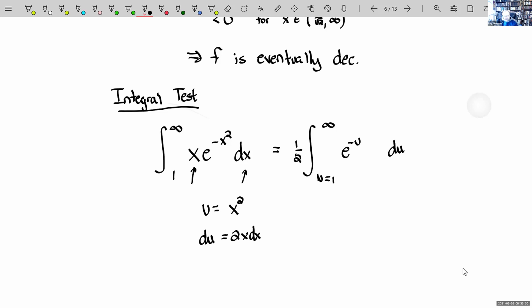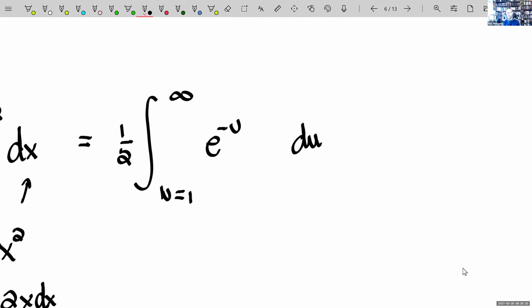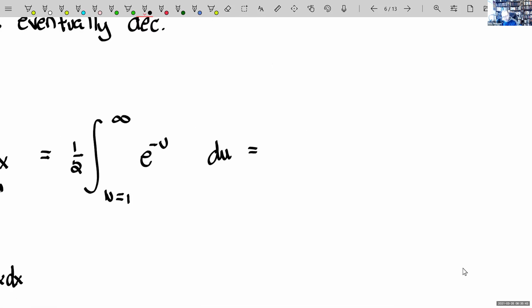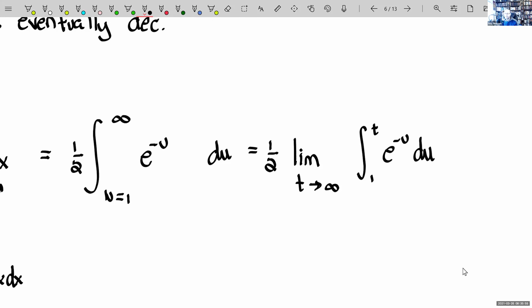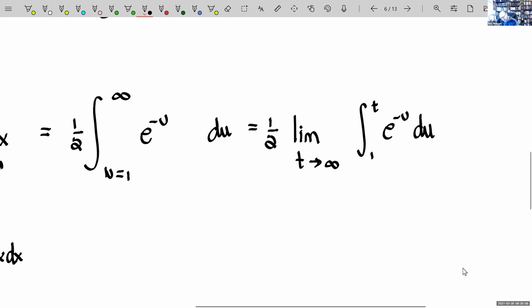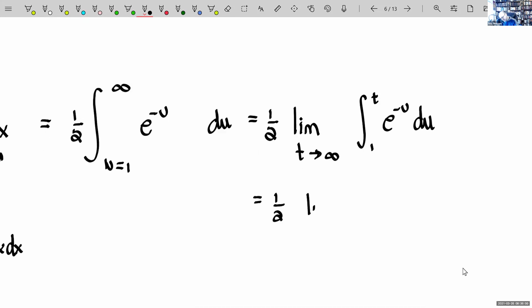Now, this one, I do not have a theorem that allows me to say, oh, this converges immediately. I do have to actually evaluate this. So let's go ahead and do that. I don't need to figure out what the value is. I just need to make sure that it converges. So this is going to be the limit as t runs off to infinity of the integral from 1 to t, e to the negative u du. And we know the antiderivative. It's one of our favorite integrals, right? So limit as t runs off to infinity of a negative e to the negative u from 1 to t.